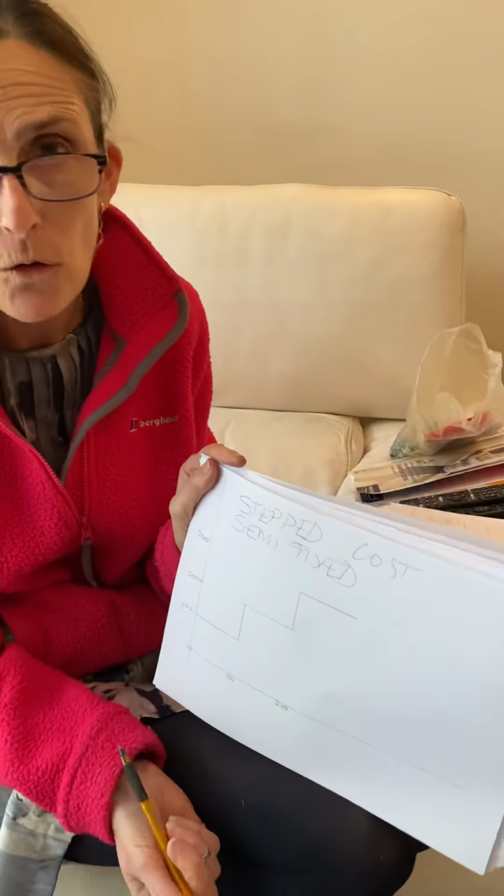So those are our 4 main cost behaviours. Fixed costs do not alter with the level of production, level of output. Variable costs alter directly with the level of output. Semi-variable costs have both a fixed element and a variable element, and semi-fixed or stepped costs are constant over a range of production, and then they step up and they're constant over the next range, and they step up and they're constant again over the next range. So these are cost behaviours.